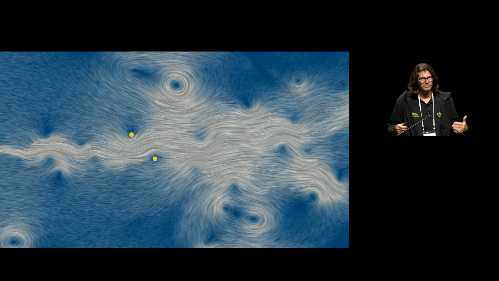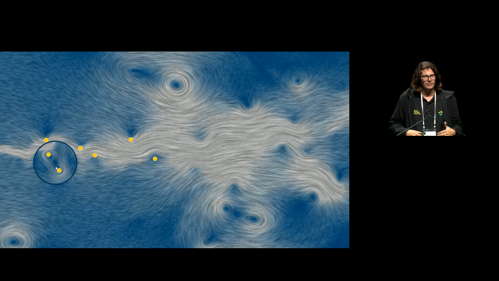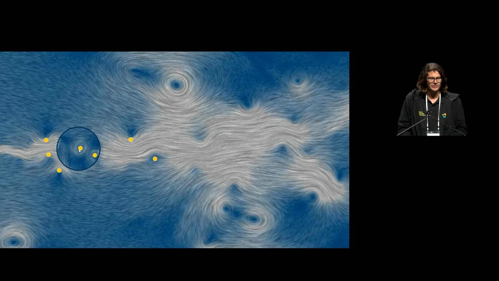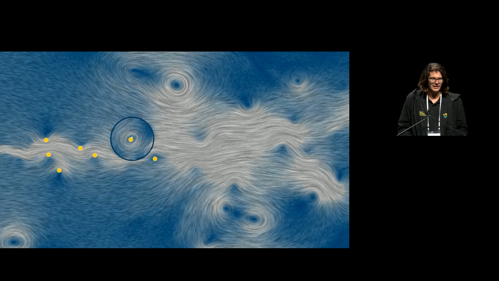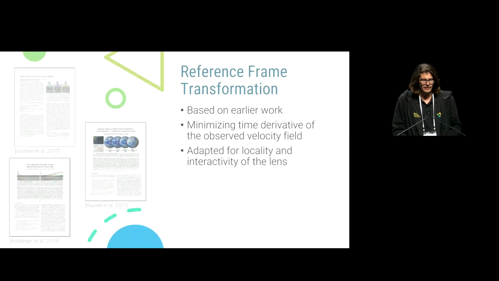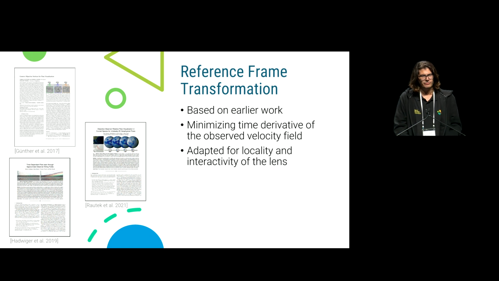In general, we have multiple vortex structures in a data set moving all over the place, and we have to follow them individually. So here, for example, there's two vortex structures that we can't see at first, or there's actually many of them, and all of them would move over time individually in different directions. So now, live, interactively, we compute this optimal reference frame transformation at a given point that's given by the user inside this lens, and then we use observed line integral convolution inside this lens with respect to the interactively computed observer. To compute this reference frame transformation, we use a method that is based on earlier work.